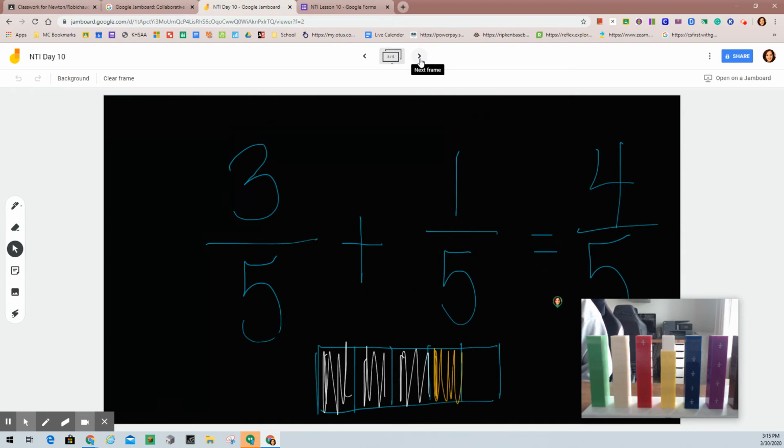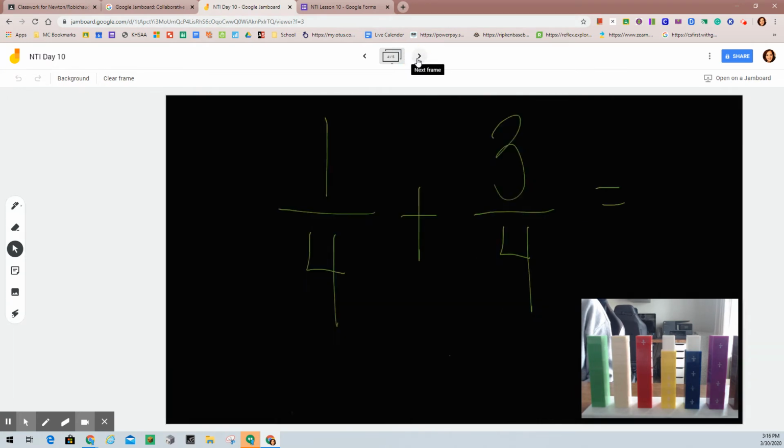But we're still going to look at our manipulatives. Okay, so my blue one is divided into fifths. So I started with 3/5. 1/5 plus 1/5 plus 1/5 equals 3/5. And we add in 1 more 5th. So 3/5 plus 1/5, and that would get you 1/5, 2/5, 3/5, 4/5. So we know that 3/5 plus 1/5 equals 4/5. All right, let's look at another example.